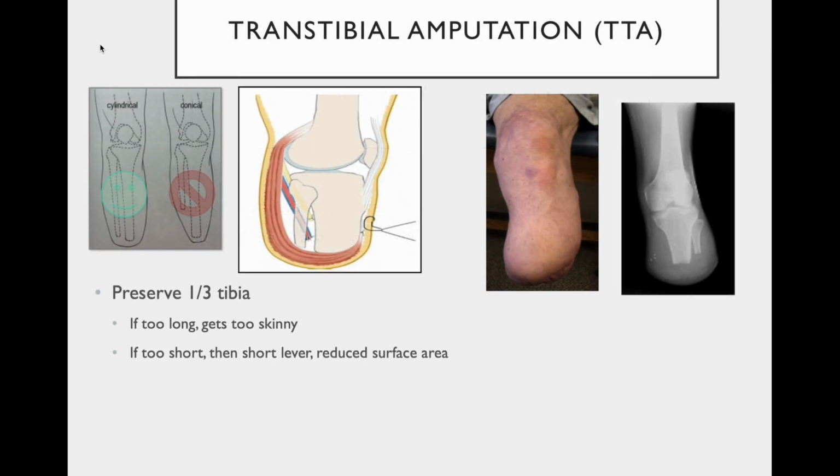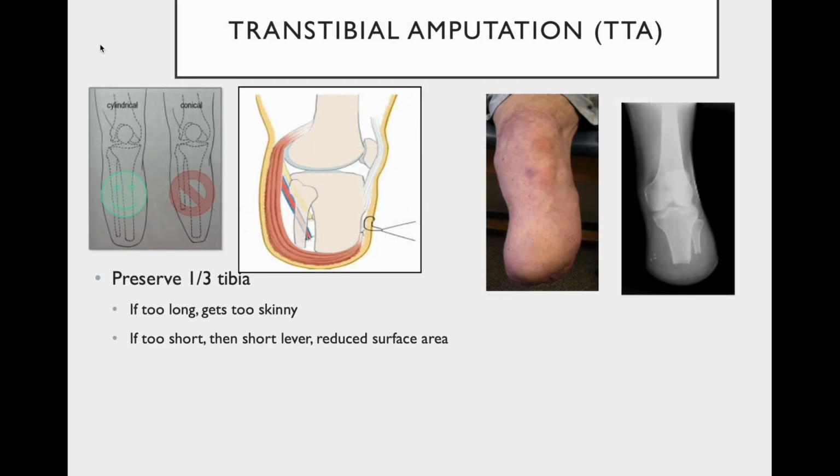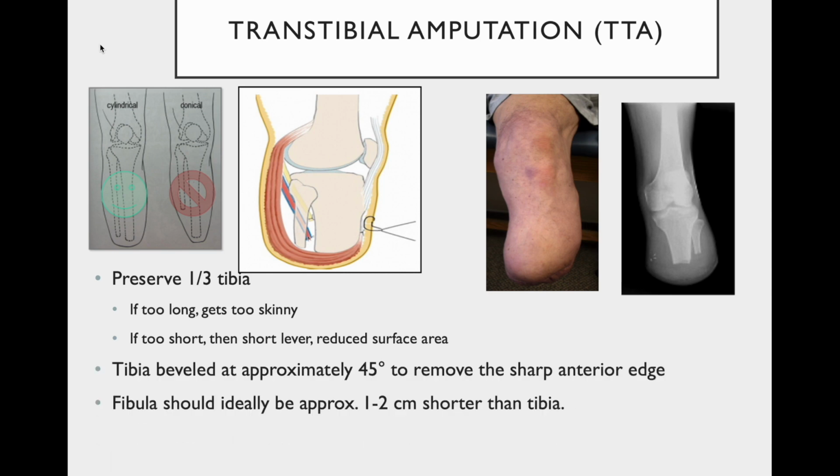So with regards to the transtibial amputation, the ideal length is when 1/3 of the tibia is preserved. If it's longer than that, the distal portion of the tibia tends to get too skinny, which means we have lesser surface area in the distal end to distribute pressure. If the residual stump is too short, then we get an inadequate lever length and also again reduced surface area to distribute the pressure. The tibia should be beveled at approximately 45 degrees to remove the sharper anterior edge, and the fibula should ideally be approximately 1 to 2 centimeters shorter than the tibia.